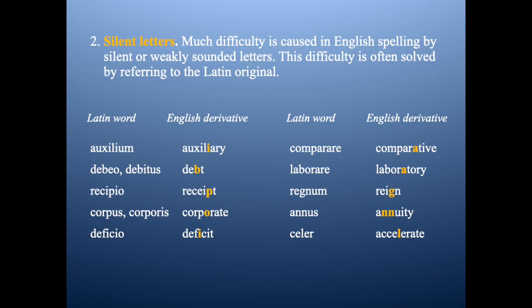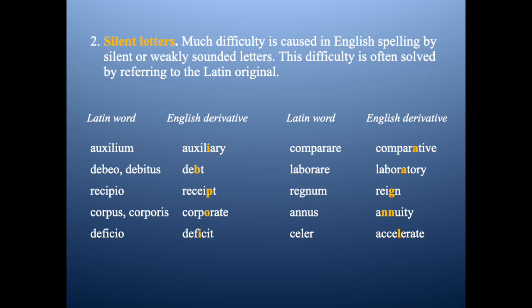Below that, receipt. Why in the world is there a P in the word receipt? We don't hear it, we don't spell it, we don't say it. It's because it comes to us from recipio, and the P is retained from the original Latin language. Go straight across from there to reign. The king reigns from his throne, R-E-I-G-N. Why in the world is there a G there? Well, it comes to us from regnum, meaning kingdom or kingship, and the G is retained from that.